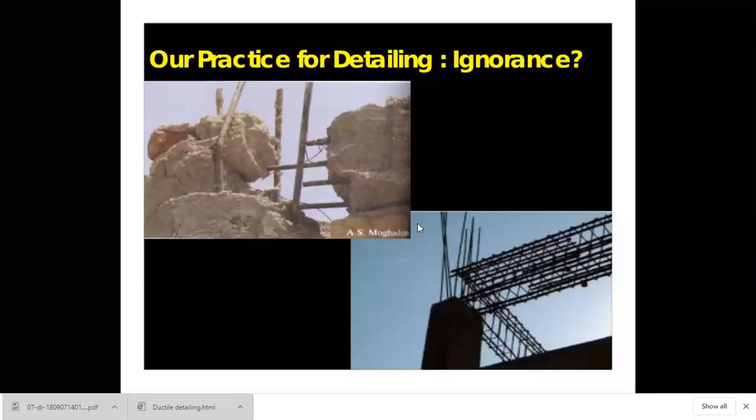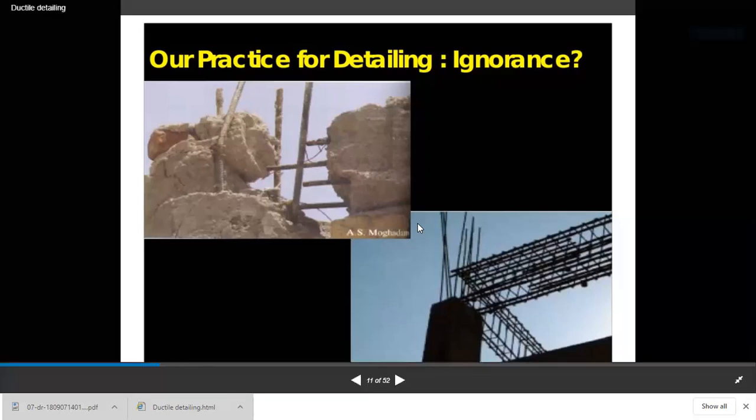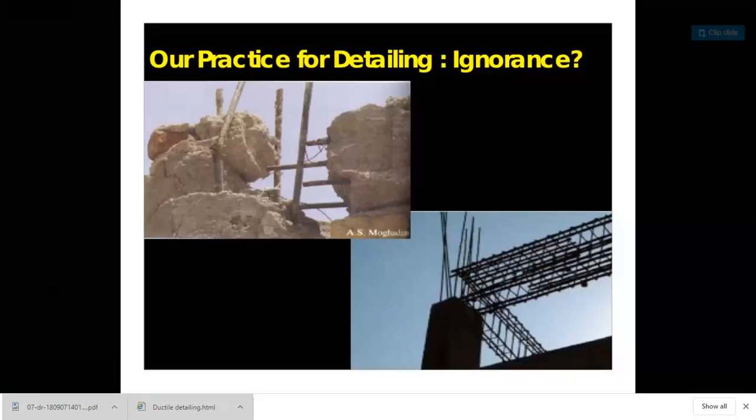So all of you note this in your notebook, with respect to the weak bonding between the steel and concrete, and with respect to the steel reinforcement.